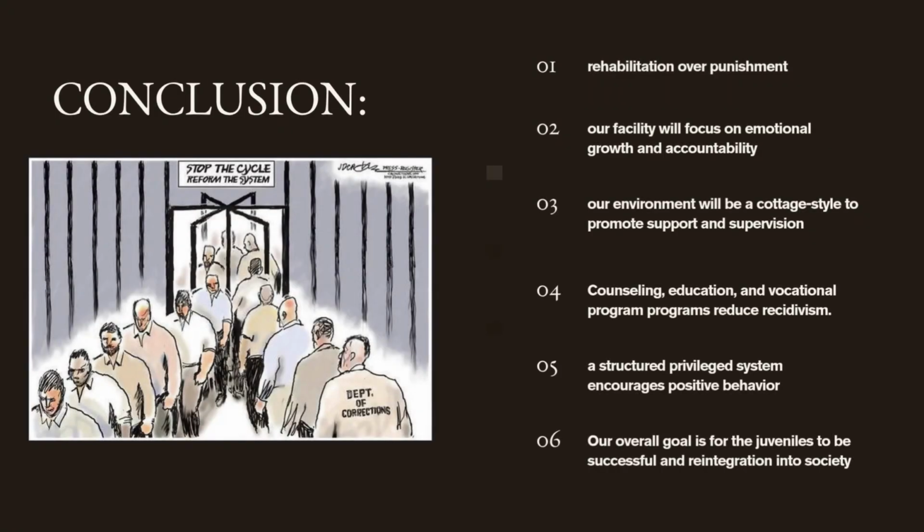Overall, our juvenile rehabilitation facility is focused on rehabilitation rather than harsh punishment. Through the use of counseling, education, vocational programs, structured supervision, and a privilege system, the facility is designed to reduce reoffending and support long-term behavior change. While challenges such as peer pressure and behavioral conflict may occur, proper staff intervention and supportive services can help juveniles successfully integrate into society.